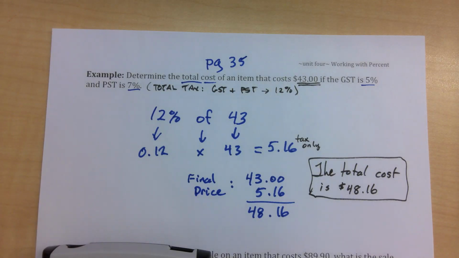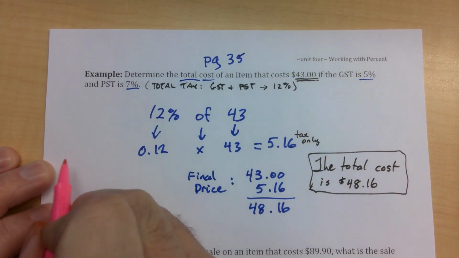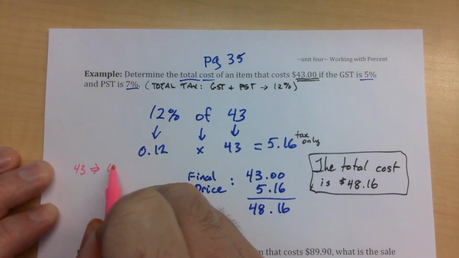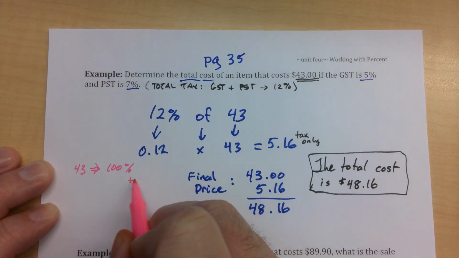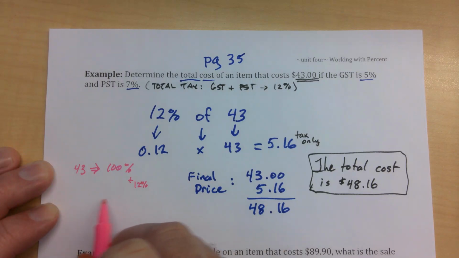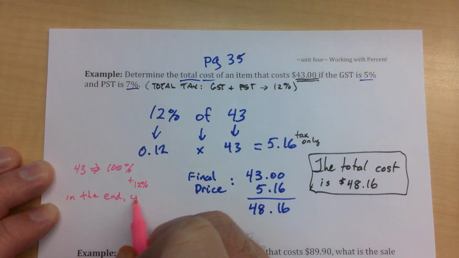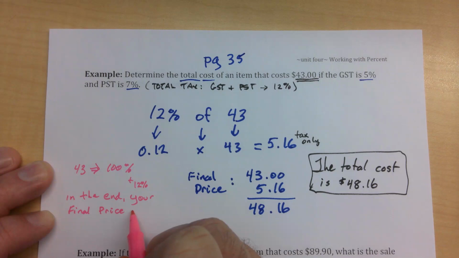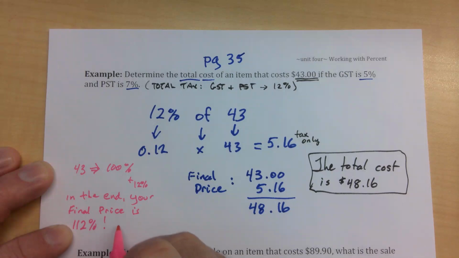Okay, now before I finish this, I do want to show you this alternate way. There's another way of thinking about this. When I was mentioning this in class, $43 represents 100% of the price. You're paying the $43. Now, when you add the tax, isn't it proper to say that in the end, your final price is essentially 112%? You're going to end up paying 112% of $43. Let's see what that looks like.